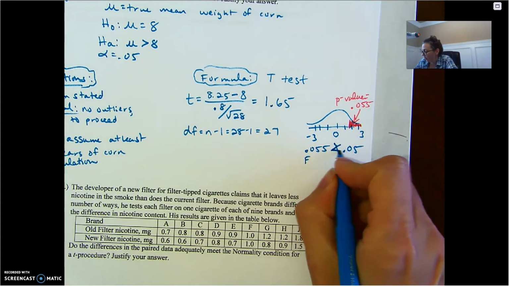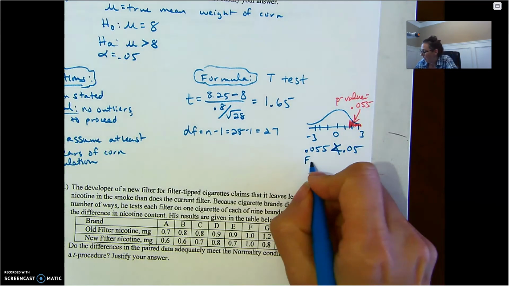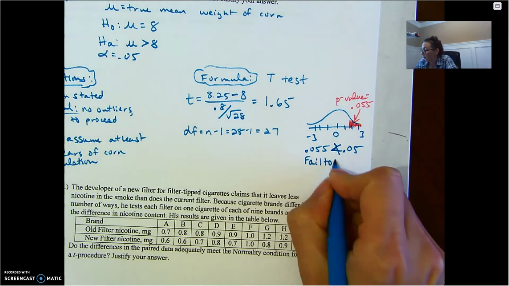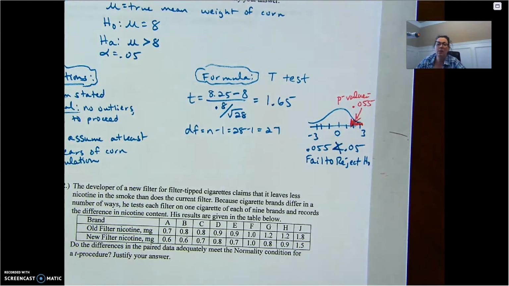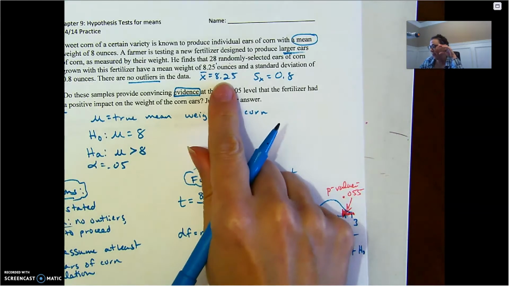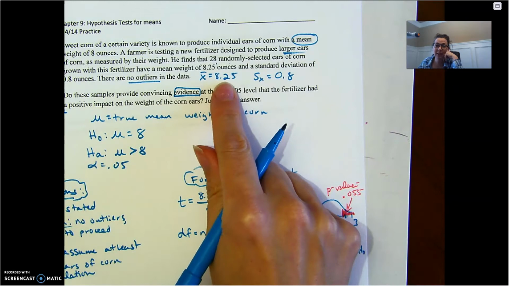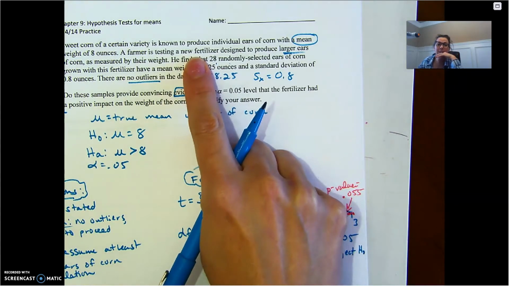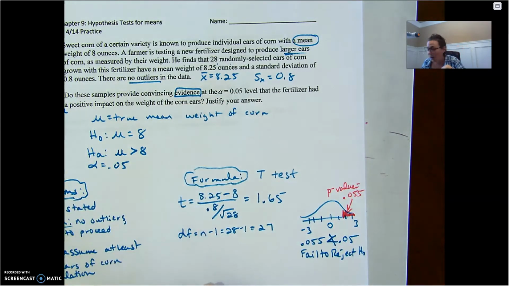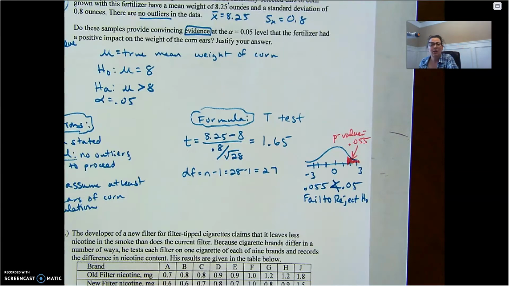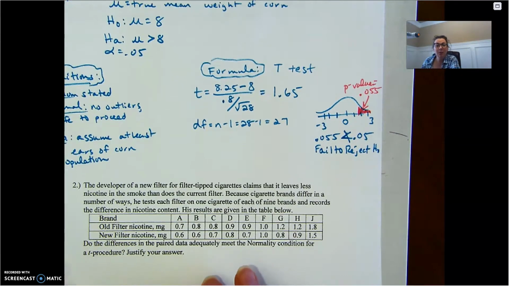I'm going to put a little strike through, right? It's not less than. So we failed to reject, barely. All right, we failed to reject the null hypothesis. So as far as we can tell, this fertilizer really didn't help. The sample that we got, 8.25, could have just happened by chance. Nothing special with the fertilizer. But that doesn't mean all is over. That farmer needs to keep trying, keep taking samples, adjusting the formula till they find something that works.